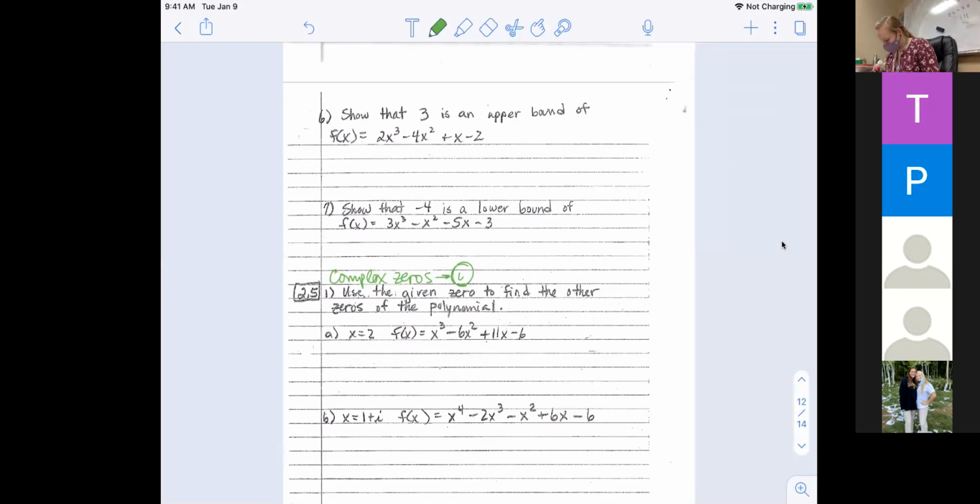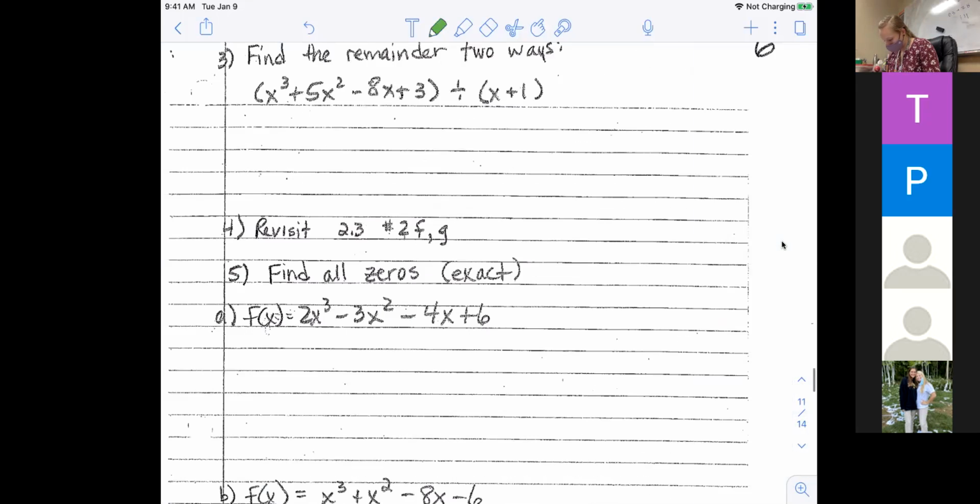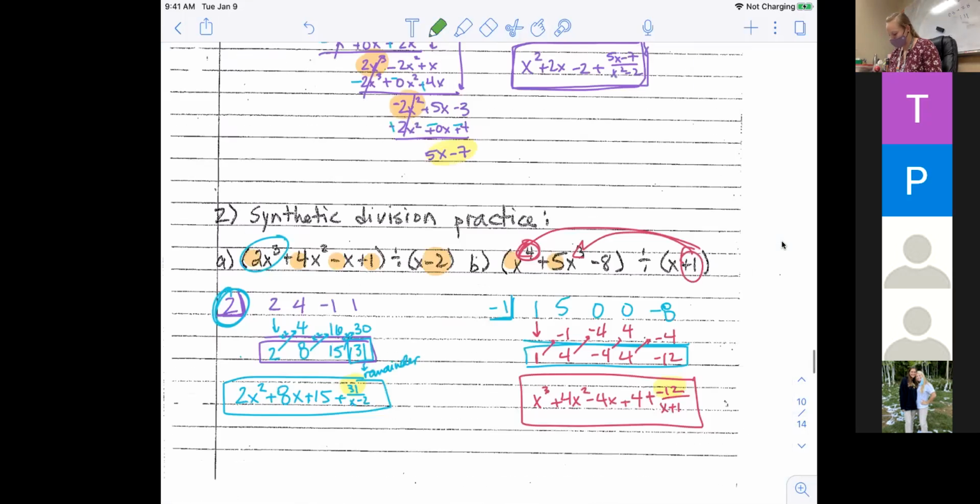I erased a little bit more of my notes from yesterday than I wanted to. Yep, I erased what I wanted to show you, but that's okay.